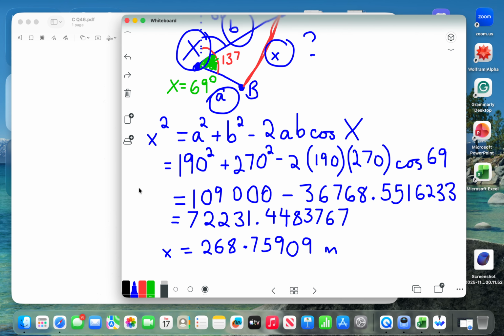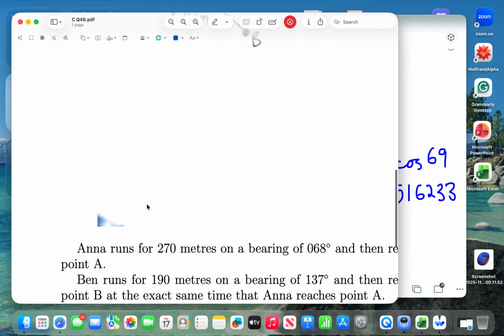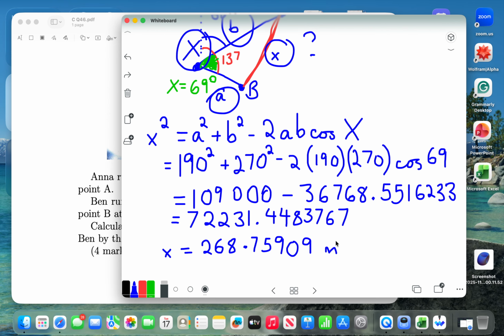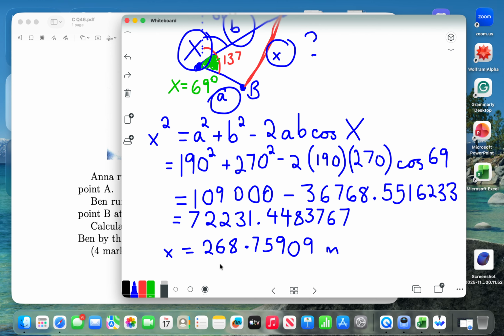But I want to round this off, and are we told to round anything? We're not, but I'm going to give it to the nearest metre. So I'm going to say 269 metres to 3 significant figures. And that's us finished.